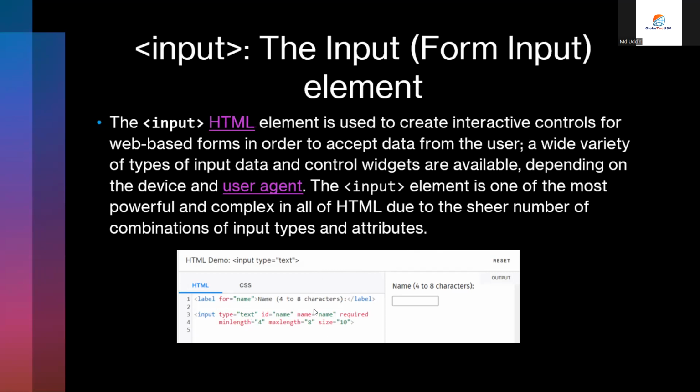So this is a simple input. Here we labeled it name and defined 4 to 8 characters, and the input type is text. It can have an ID, name, length, and size. When you run this, you'll get this output, and here you can enter from 4 to 8 characters. So the forms we use have these input elements.